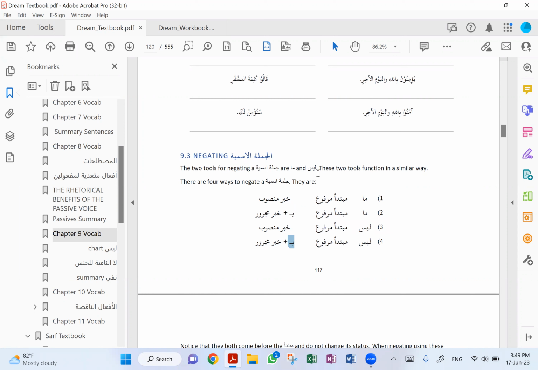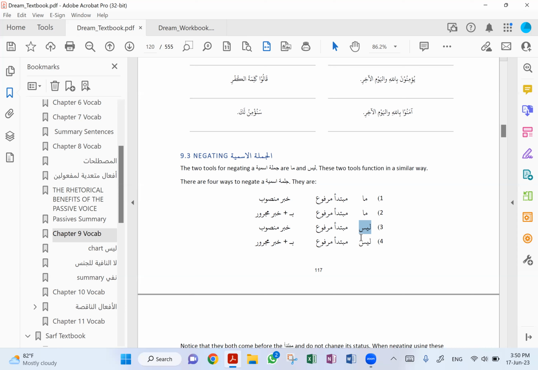Now, the thing about negating Jumla Ismiya, we haven't talked about laysa and kana and its sisters, but laysa is part of kana and its sisters. And we know that kana makes the mubtada rafa and the khabar nasab. We know that that's what it does.